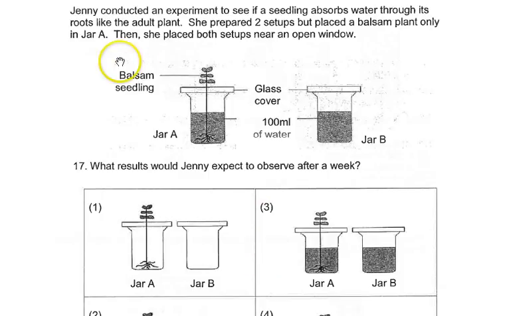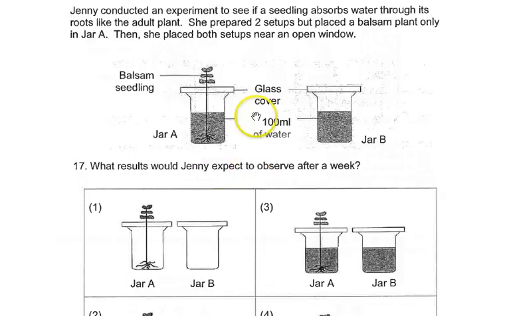Okay, for this, Jenny conducted an experiment to see if a seedling absorbs water through its roots like the adult plant. So you just want to check whether the roots of the young plant do absorb water compared to its adult. Now just test like this balsam, this is a seedling, these are the roots, glass cover, and this over jar B with water. So what they're asking is to find out what result they should expect.